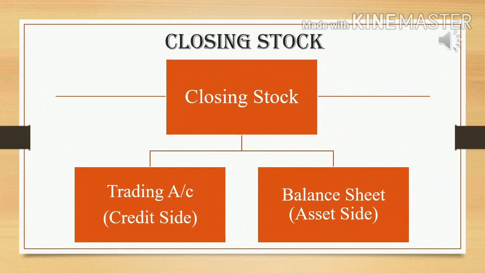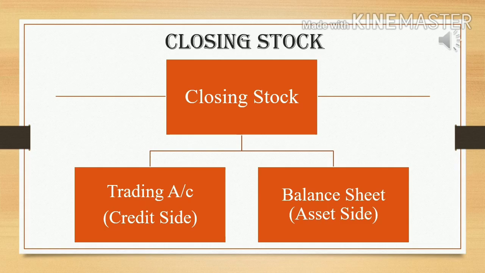To begin with, the very first adjustment is closing stock. Closing stock is always asked in every final account sum. Now we all know that stock at the end of the year is actually known as closing stock. This stock at the end of the year is basically a kind of an income for the businessman. Hence, the very first effect of closing stock is trading account credit side.